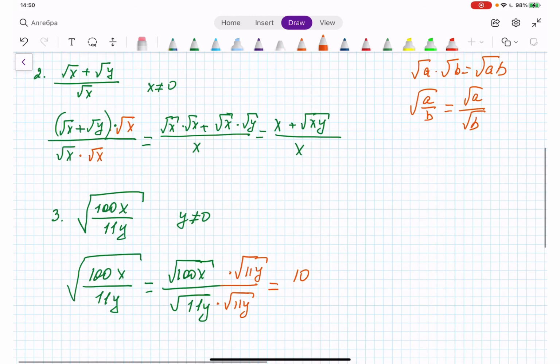See, based on this property, I can separate 100x, meaning, let me write down here, that means square root 100 times square root of x. Okay? Therefore, square root of 100 is going to be 10.